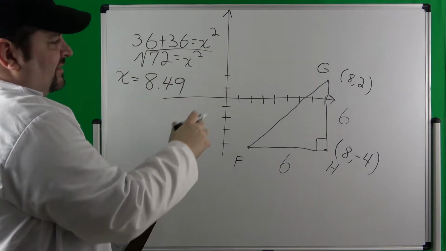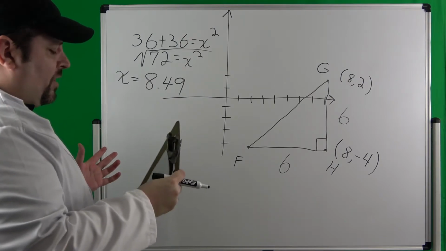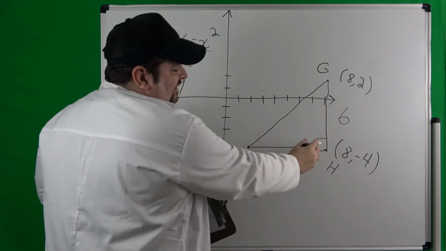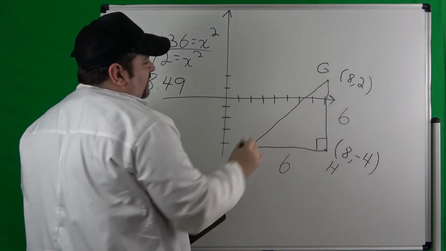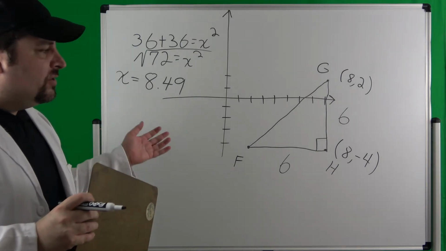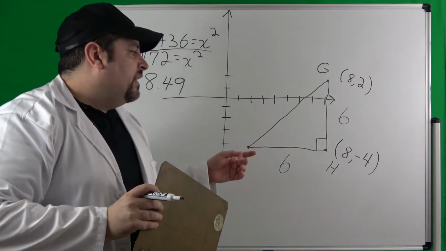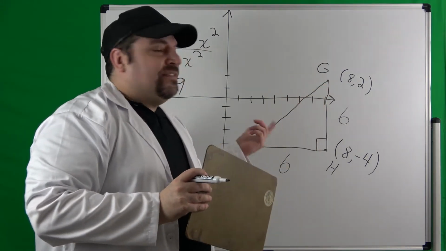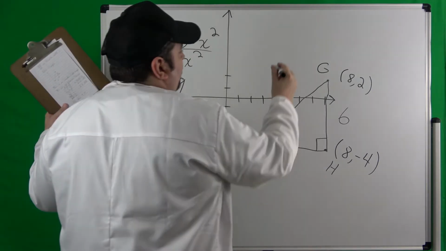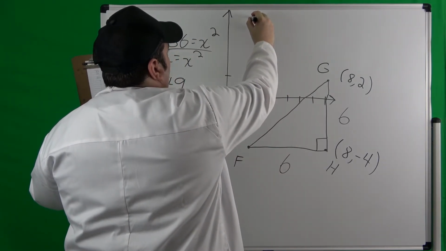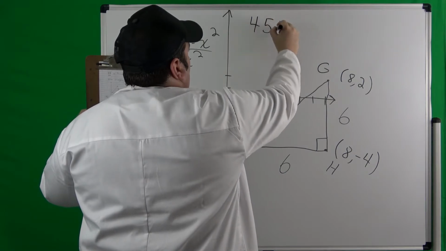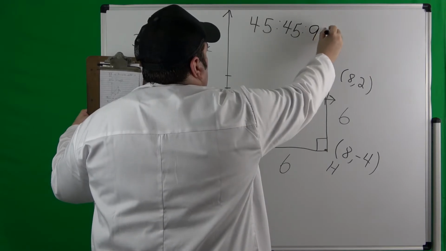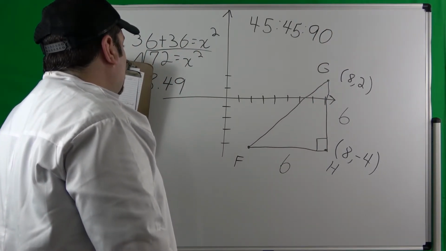Now, since this is an isosceles triangle, like I said, we could also use some other properties. Since this is 90, and we know these two angles are the same, what are each of those angles? Well, a triangle adds up to 180, right? So if that's 90, these also add up to 90, and they're the same, so they're both 45. So we have a 45, 45, 90 triangle.